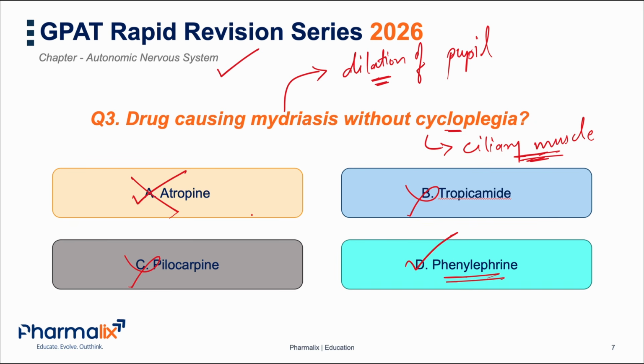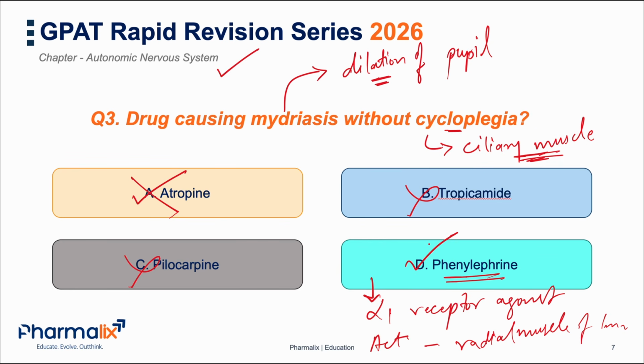Why phenylephrine? I will tell you the exact mechanism of action for phenylephrine, because phenylephrine has a very specialized mechanism of action. First of all, phenylephrine is an alpha-1 receptor agonist. And this directly acts on the radial muscle of iris. And this does not work on ciliary muscles. Ciliary muscles are controlled by M3 muscarinic receptors.